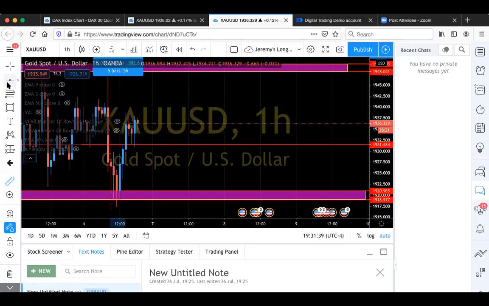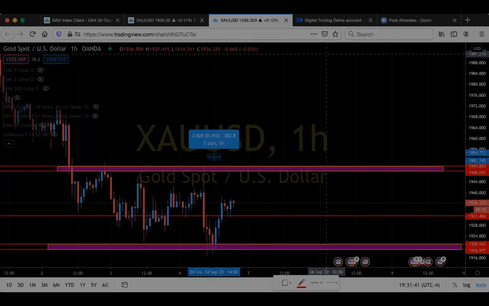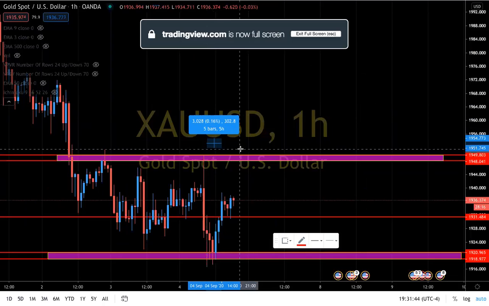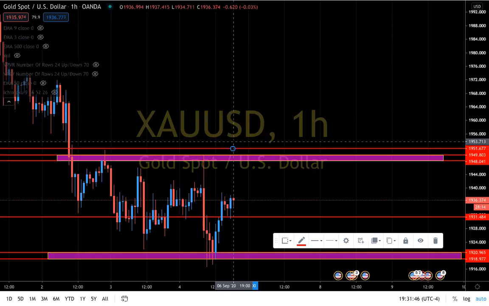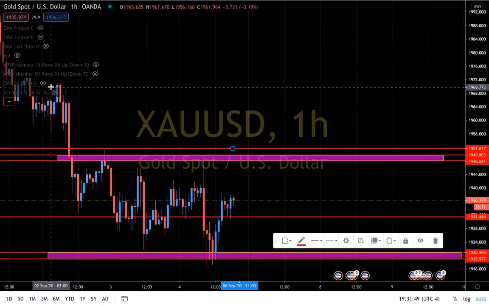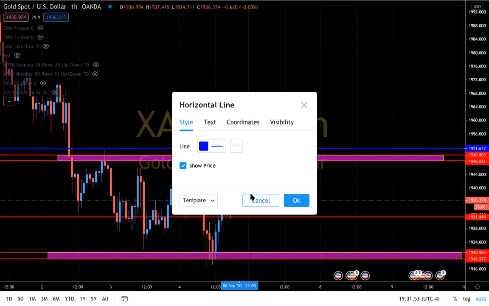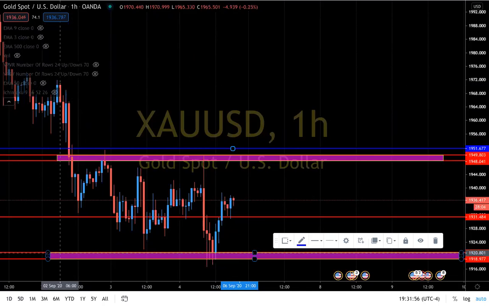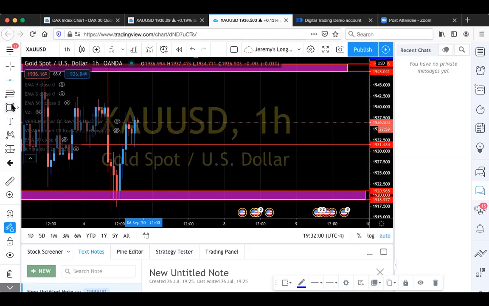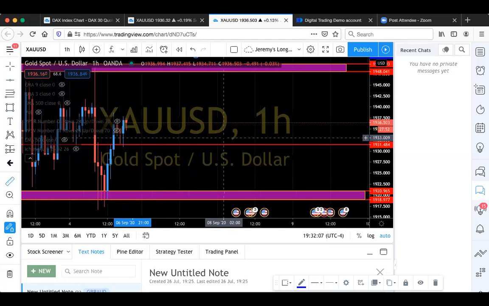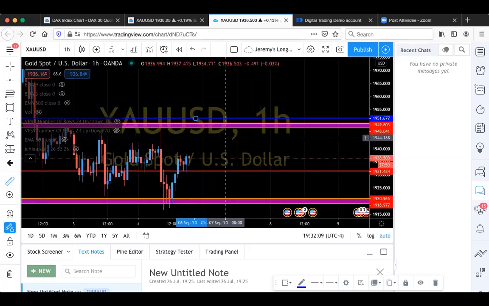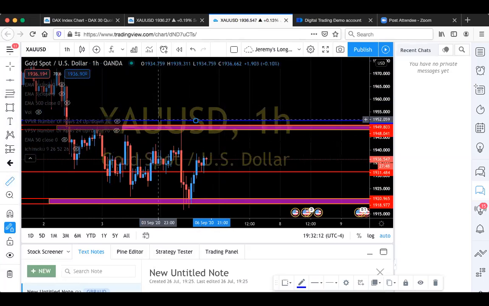So what you want to do is get your lines. You can change the color of the lines. And this is gonna be your entry. Let's change the color of that line to blue or something. Blue. And then from that line, do 30 pips.